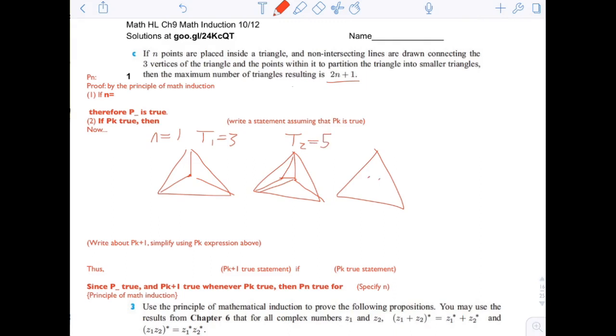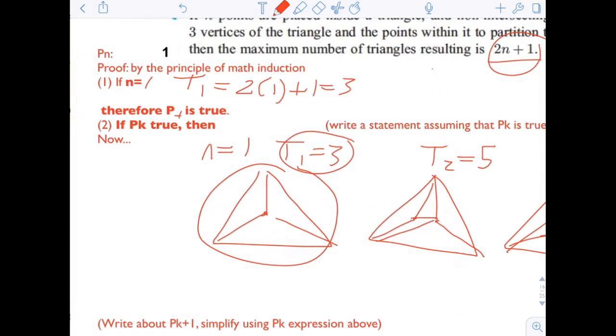And if you have 3 points within the triangle, then you create even more triangles. Let's see, 1, 2, 3, 4, 5, 6, 7. T3 equals 7. So then we have our proposition here, right? First of all, we're going to do the base case. If n equals 1, then we're looking at this case here. We use the formula, and T1 is 2 times 1 plus 1, which is equal to 3, and that's exactly what we get by counting out the triangles. So it's proven. We do know that P1 is true.